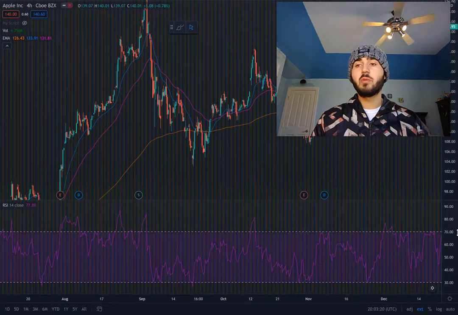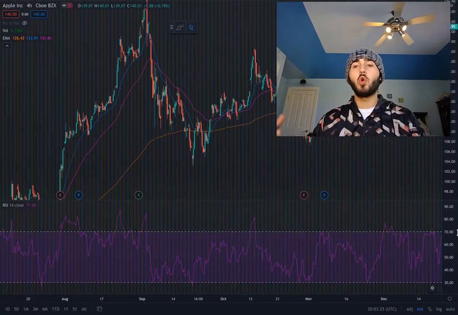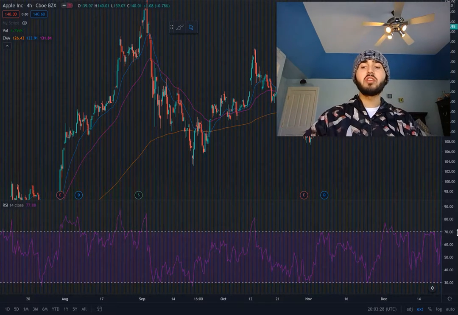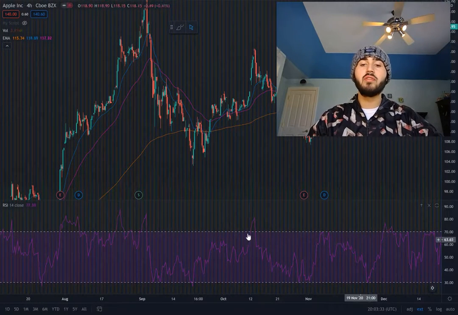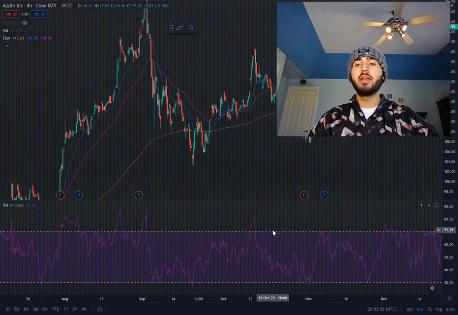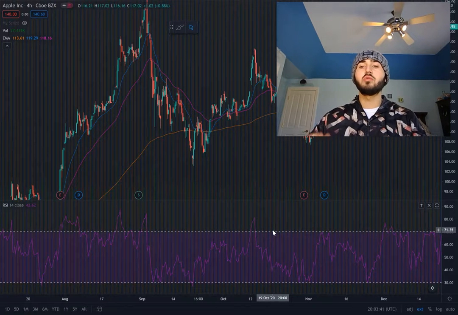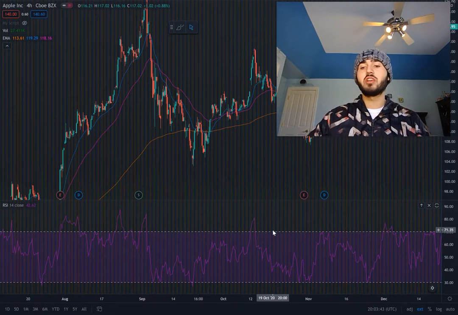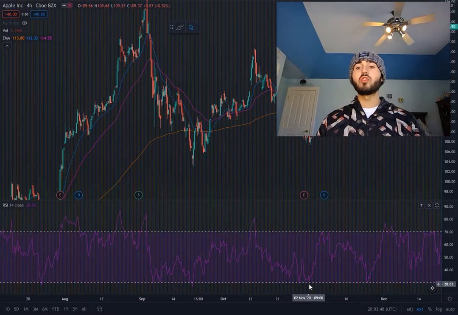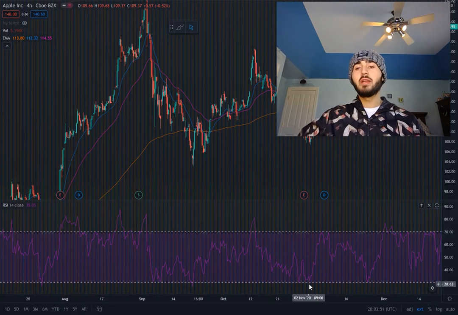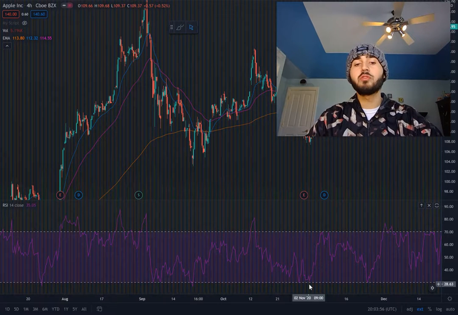Basically, the 70 is the mark where the stock or the share becomes overbought, and the 30 is oversold. The whole point is that whenever you see the RSI hit overbought, that means the share is way too expensive and we're bound for a correction. It's bound to decrease in price. Vice versa, if we're at the 30, the share is extremely oversold, which means it's bound to go up because it is extremely low in price currently. That's how most people use the RSI.